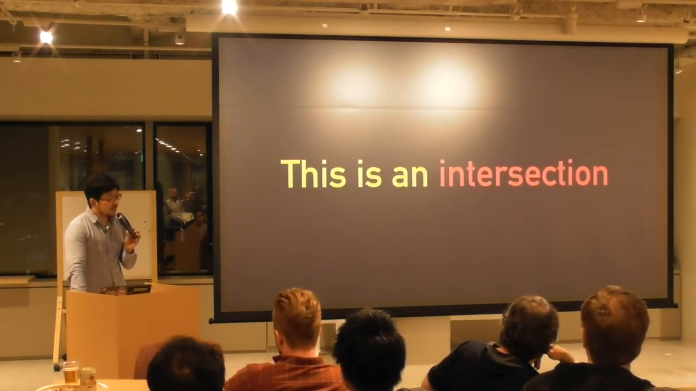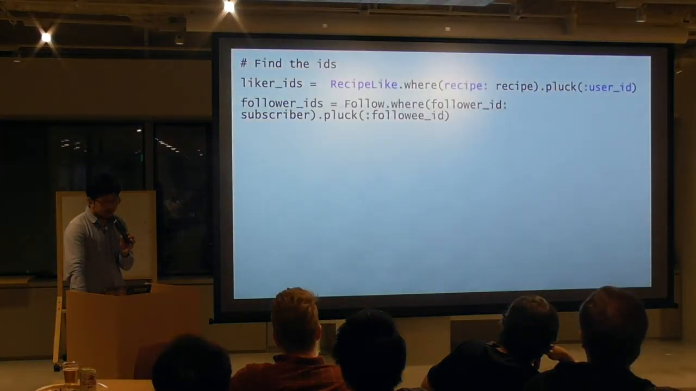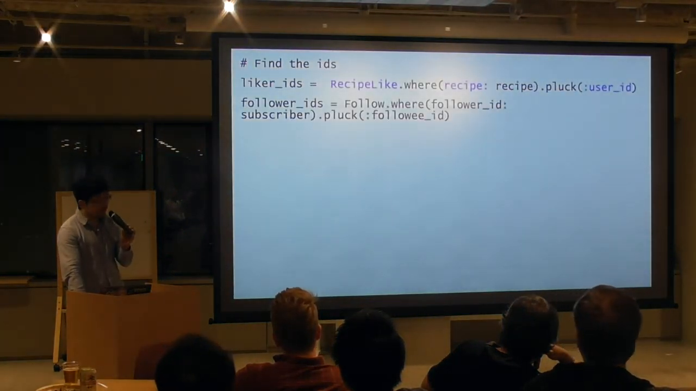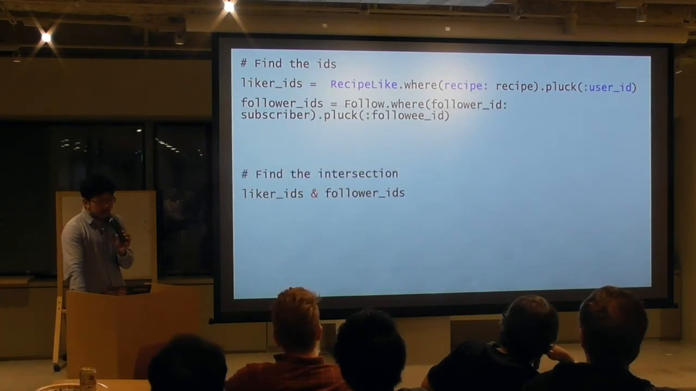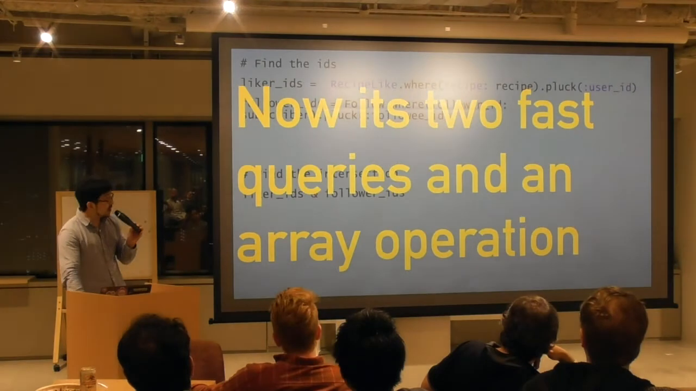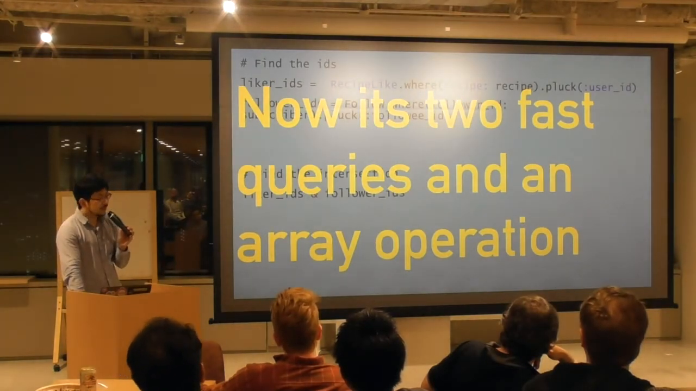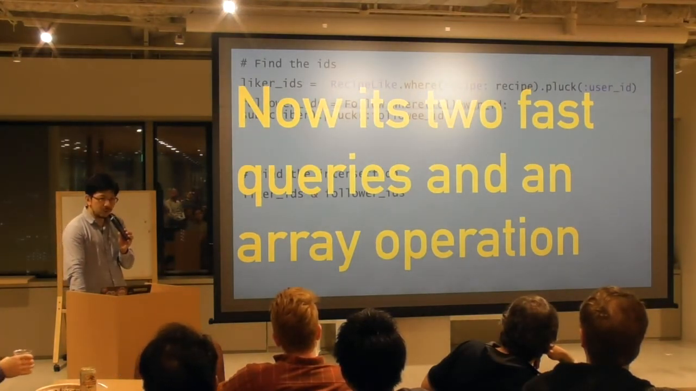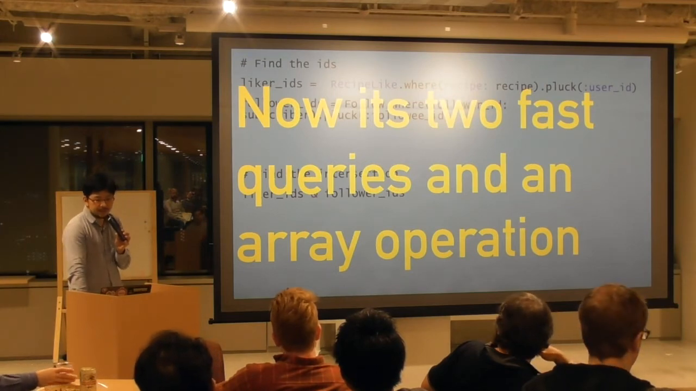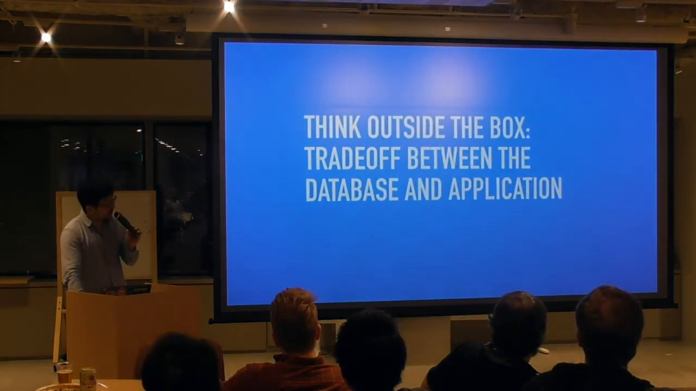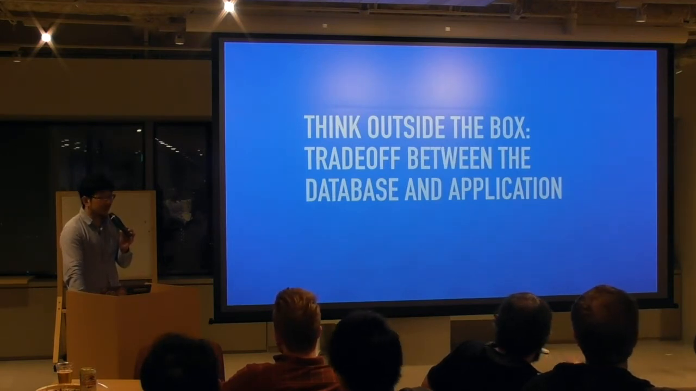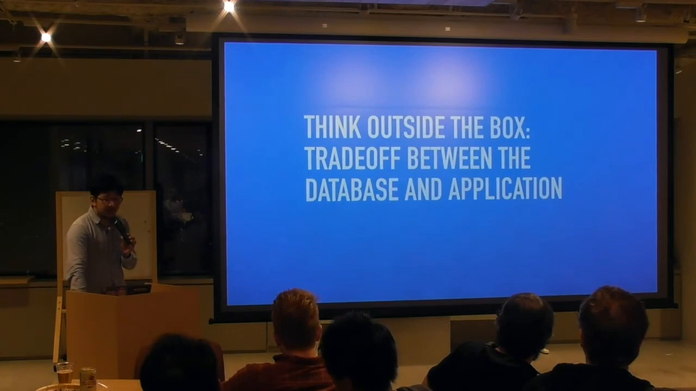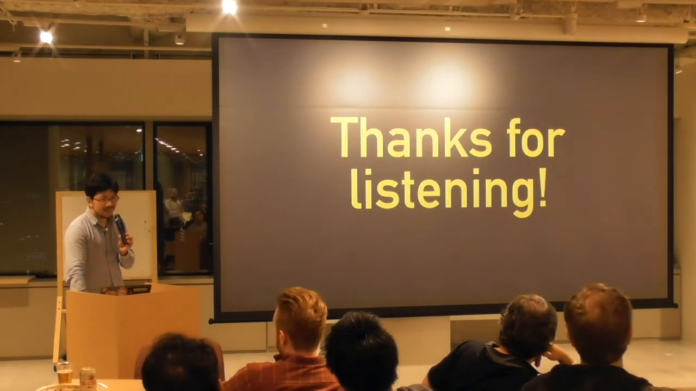So instead of asking the database to do it, we can pull it out. Because we have an index on there, just doing a pluck and then doing an intersection means we have two fast queries and an array operation, which is actually pretty fast for most reasonable array sizes. So my takeaway there is that sometimes you can't optimize, you need to rethink the thing you're trying to build. So think a bit outside the box and trade off between the database and the application. Thanks for listening.